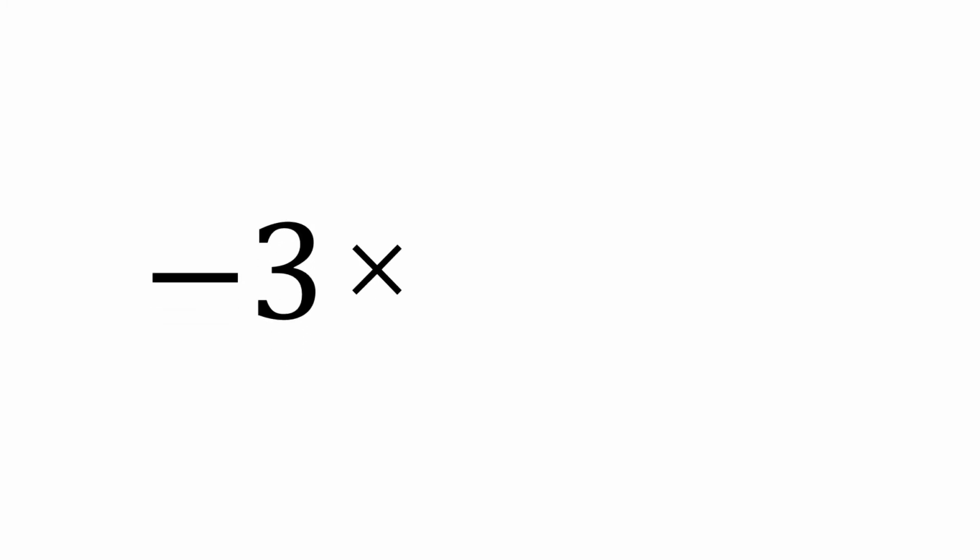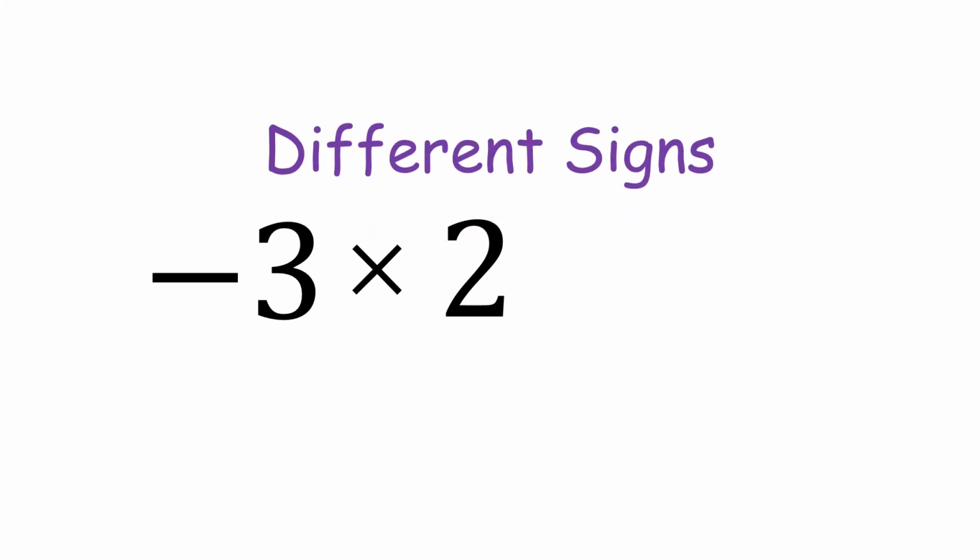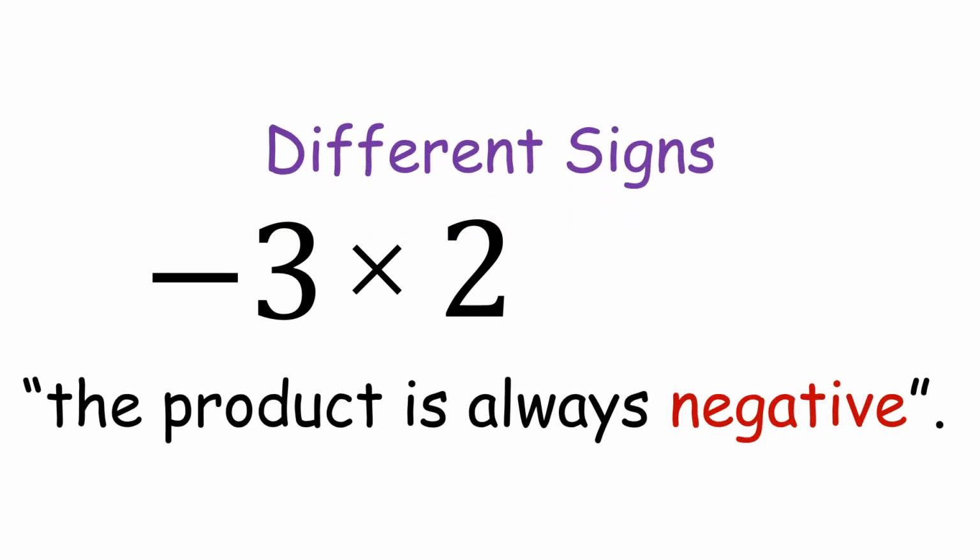One more. We have negative 3 multiplied by positive 2. So they contain different signs, then the product is always negative. And so 3 times 2 is 6 and it is negative.